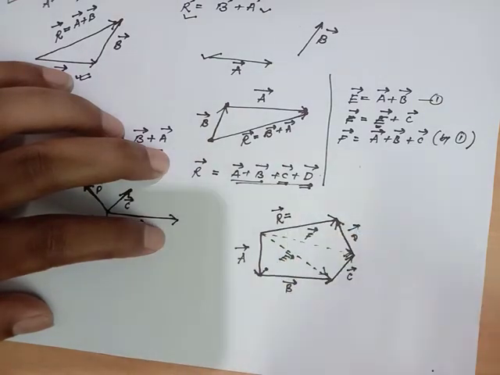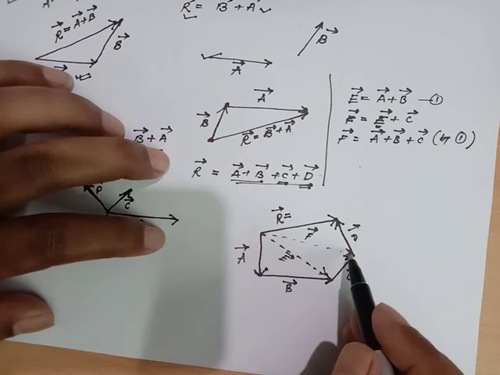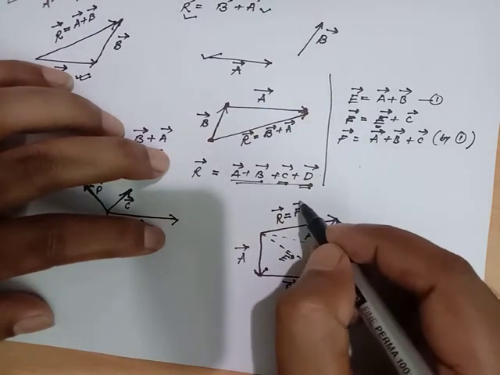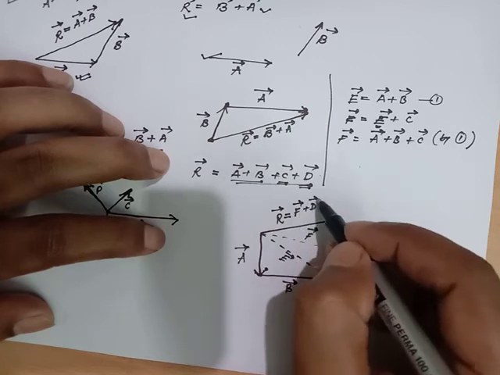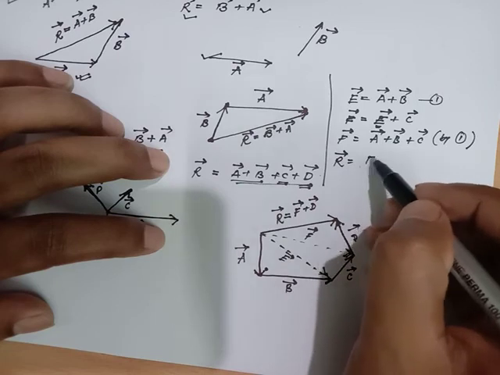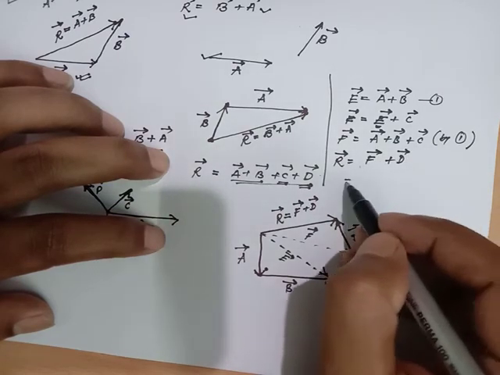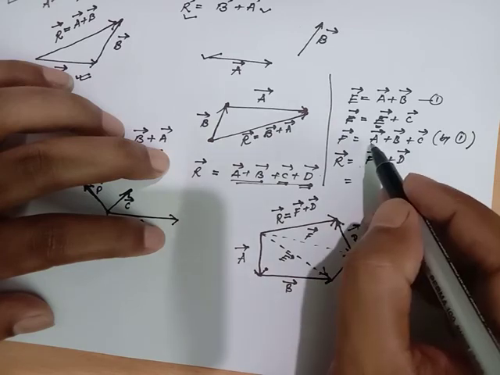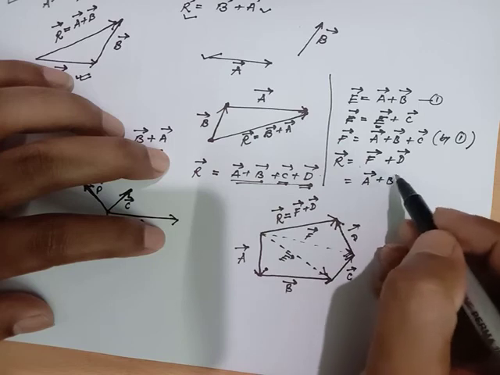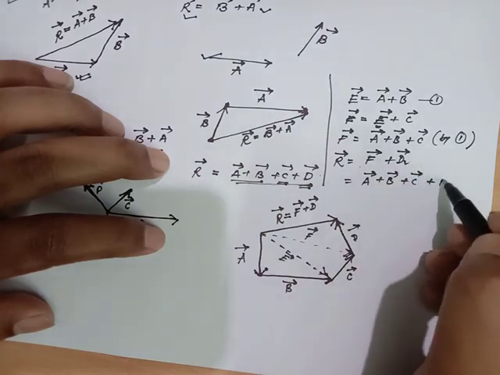So finally this resultant will be the resultant of the F vector and the D vector. So let us write F vector plus the D vector. So R vector is the final resultant, which will be your F vector plus the D vector. Already we know how much F vector is. F vector is A plus B plus C. So it is your A vector plus B vector plus C vector plus this D vector.